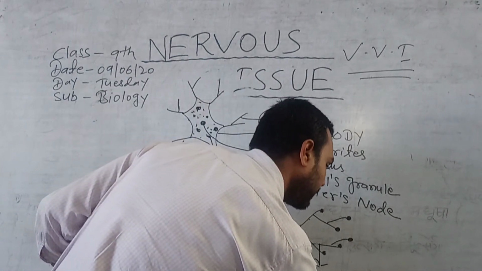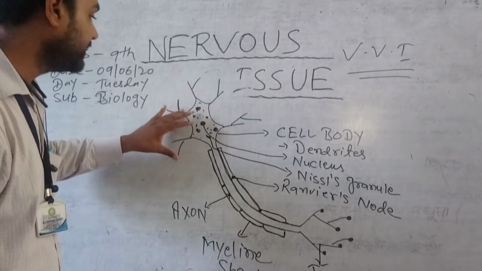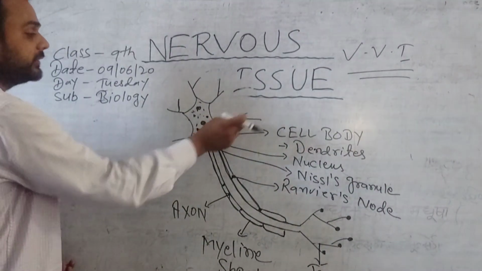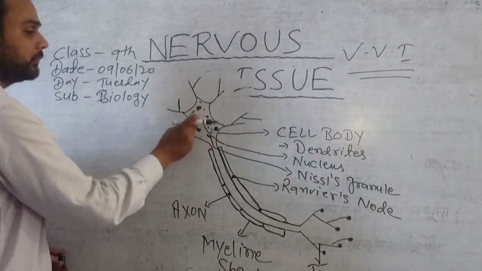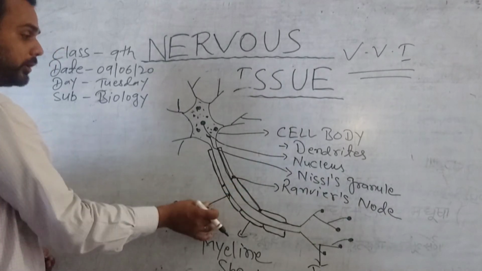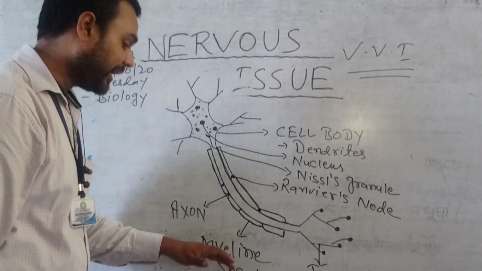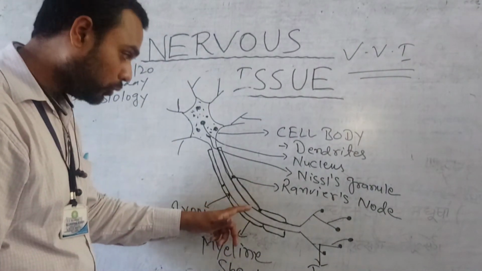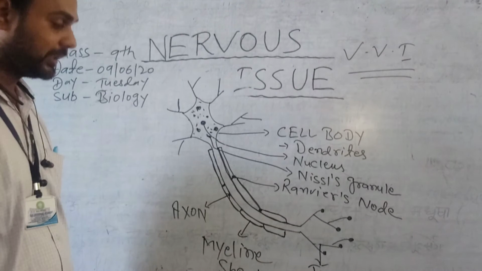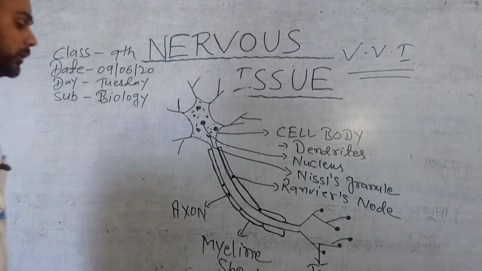So students, the parts of the nerve cell are three. The first part is the cell body. Inside the cell body there are dendrites, a nucleus, and Nissl's granules, then after that the axon. The second part is the axon, and on the upper part of the axon there is the myelin sheath, and the myelin sheath has a node. That node is known as Ranvier's node, and the last part of this cell is known as the terminal point. Okay, so all of this diagram belongs to the neuron.